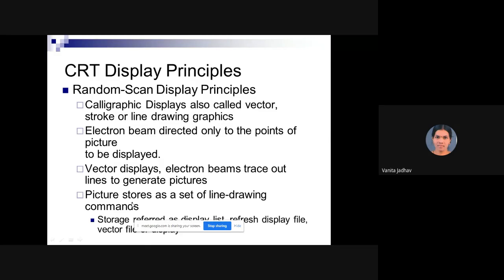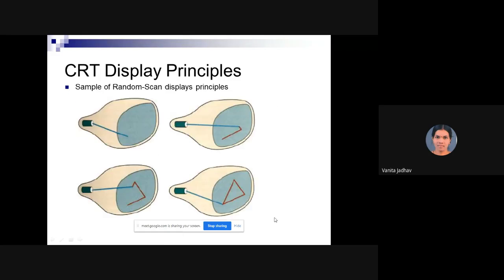But here, how is the picture information stored? Picture information is stored in the form of commands. And this storage is referred to as a display list, or it is also called a display file. It is also called a vector file. So in short you can call it a display file. We'll see the example of a display file. So this is the working of CRT in case of the random scan display principle.